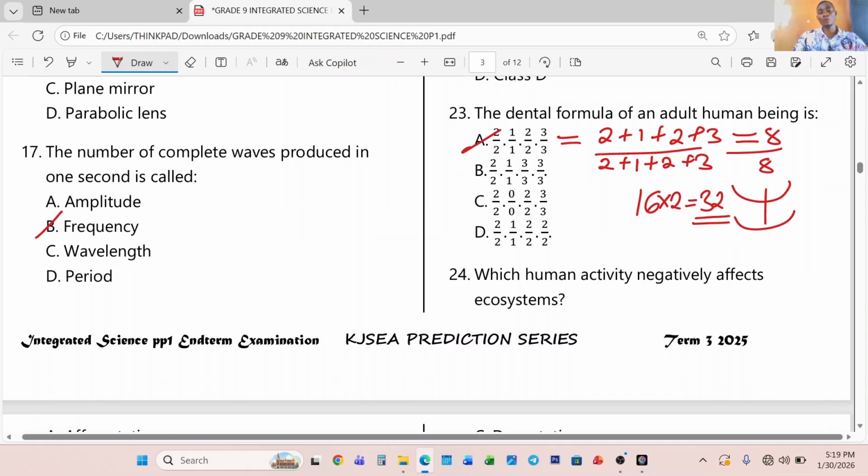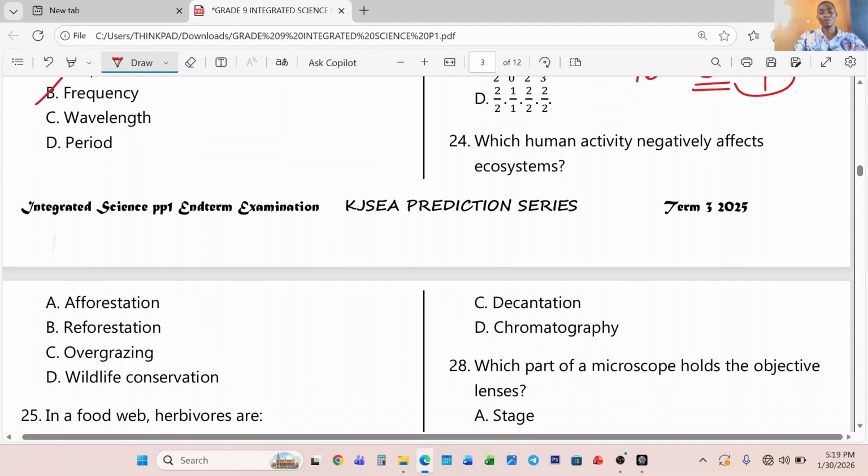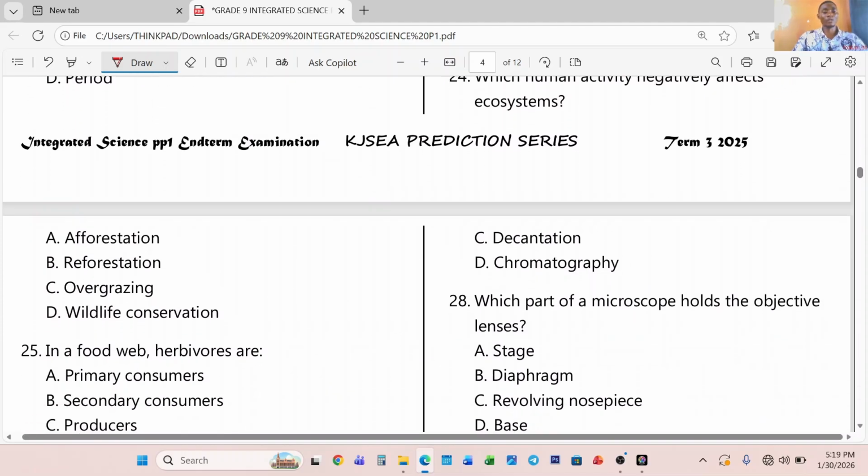Question number 24. Which human activity negatively affects ecosystem? We have A, afforestation, B, reforestation, C, overgrazing, D, wildlife conservation. Afforestation is planting of trees. Reforestation is planting of trees where they have been cut down before. Then we have C, overgrazing. It's a negative activity which may lead to the destruction of an ecosystem, leading to soil erosion. So the correct answer is C.